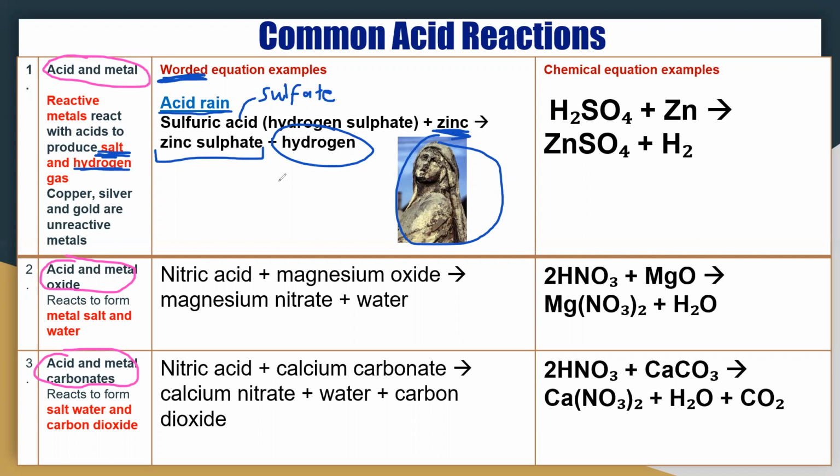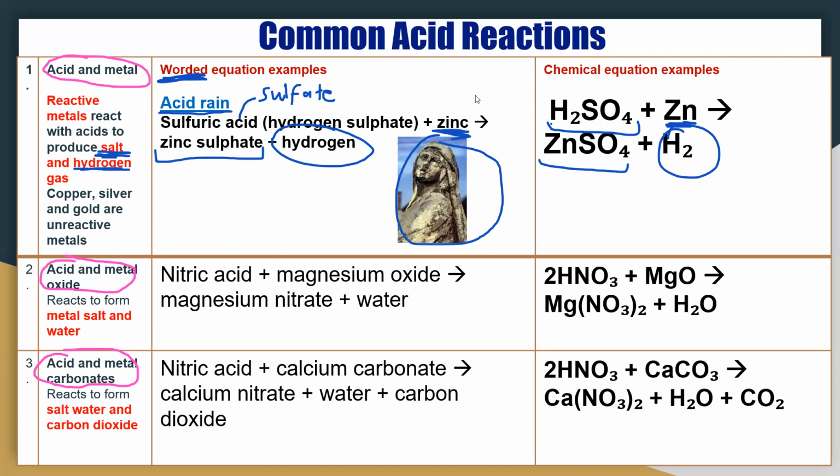If we put that into a chemical equation, that's where we use our chemical symbols. Hydrogen sulfate, or sulfuric acid, is H2SO4. Zinc we know is just Zn, and then zinc sulfate is ZnSO4, and hydrogen obviously exists as a diatomic molecule, which is why we've got the two there. That's hydrogen gas, so it's H2. That's the first type of equation that we look at when we talk about common acid reactions.